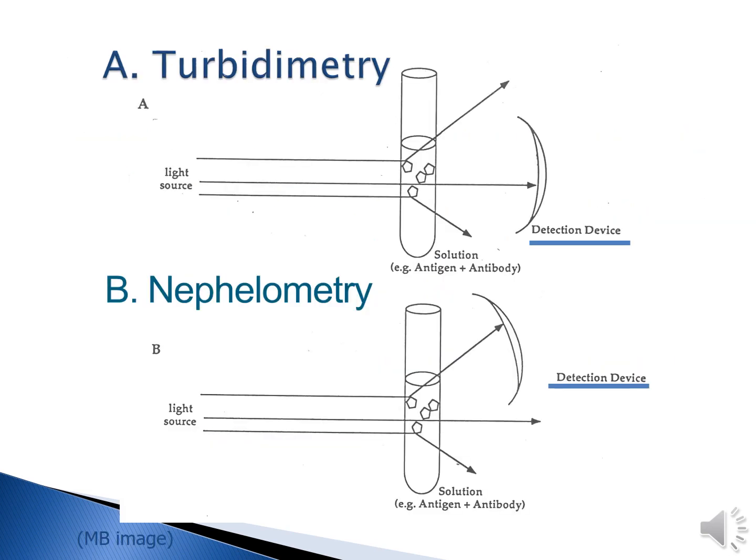Here is a drawing of the difference between turbidimetry and nephelometry. In turbidimetry, we have the detection device parallel to the light source, and in nephelometry, remember, we're measuring the light scatter at an angle, so it is going to be put up at an angle to measure that angled light scatter.